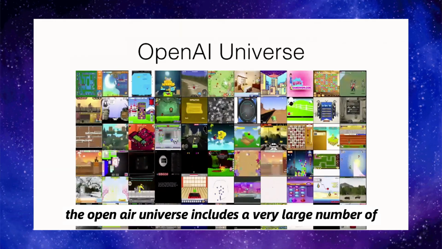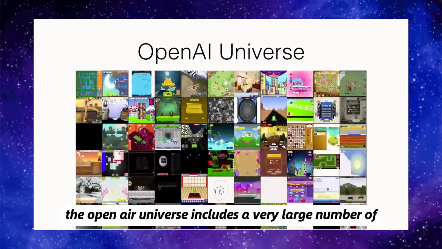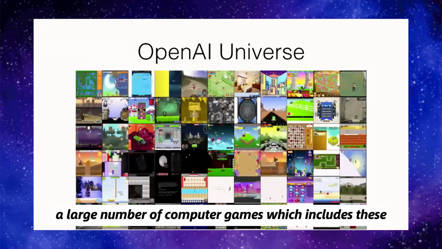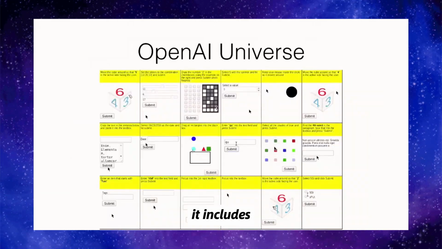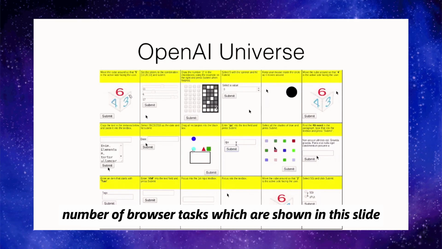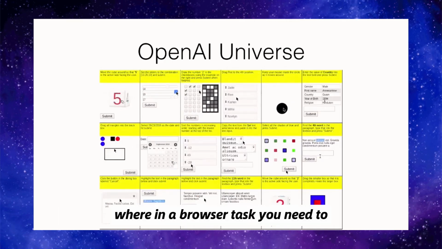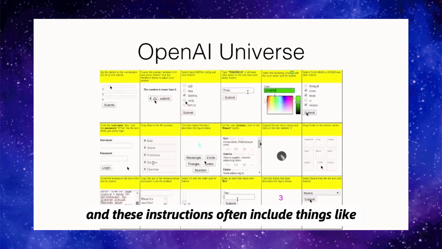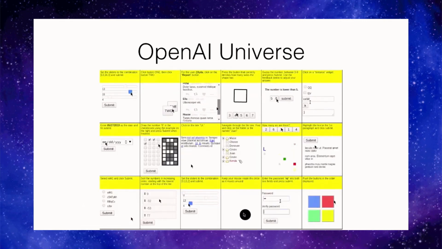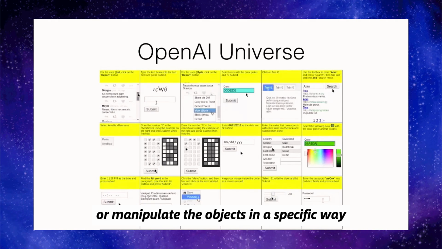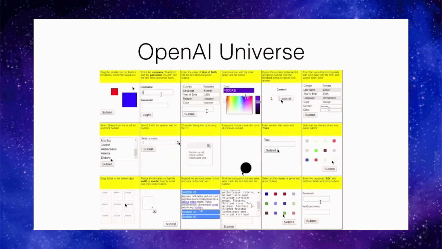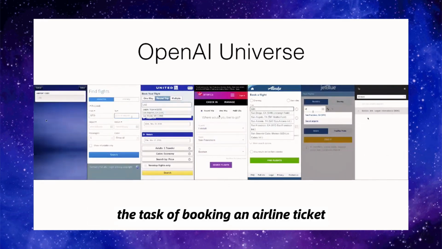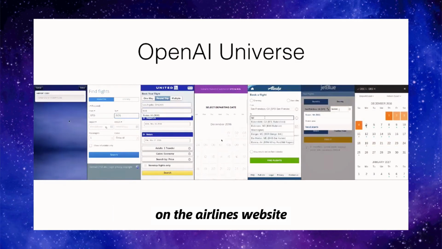At present, the OpenAI universe includes a very large number of computer games. So it includes a large number of computer games, which includes these. It includes a large number of browser tasks, which are shown in this slide, where in a browser task, you need to read the instructions and then perform them. And these instructions often include things like fill a certain form in a certain way or manipulate the objects in a specific way. We also include real websites. For example, in this case, we have the task of booking an airline ticket on the airline's website.